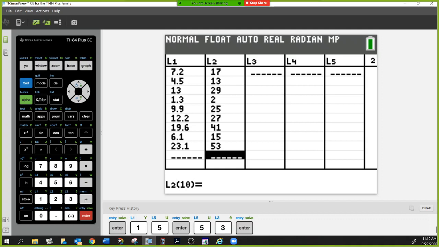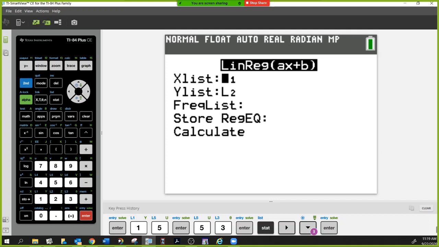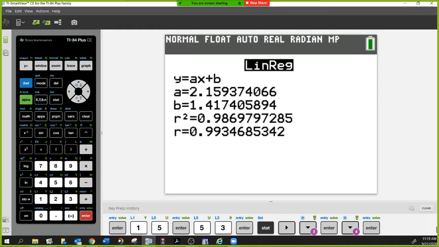So what are we doing? Stat, calc, linreg. L1, L2, no frequency. I won't even bother storing because we don't need to. We'll just write it by hand because we want to show our work in case we're wrong, right? So there, you got it now? This one shows you your A and your B.